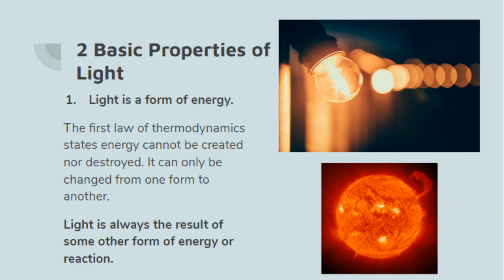So our first basic property of light is that light is a form of energy. This means that all the laws of thermodynamics, I suppose, apply to light, but the first one is the one we're going to pay attention to. So the first law of thermodynamics states energy cannot be created nor destroyed. It can only be changed from one form to another. This means that light is always the result of some other form of energy or reaction. So we're not really creating light, but we are changing something into light, okay, often through chemical reaction.